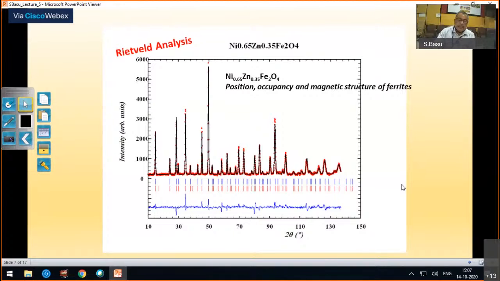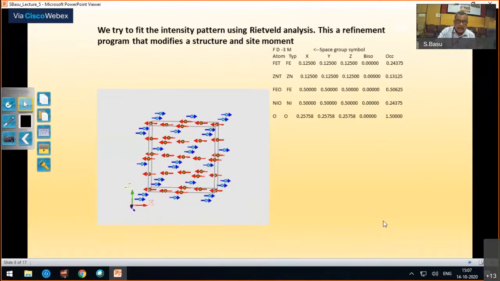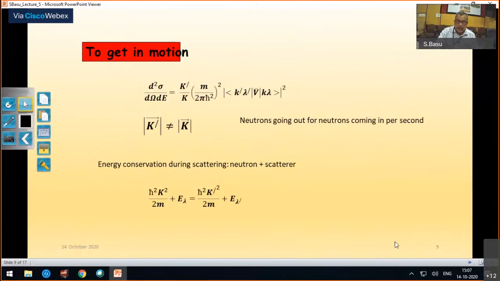In later modules, these things will be taken up in more detail. I just want to show you some data. This is the diffraction data, and I mentioned that using the magnetic form factor, you can also measure magnetic structures using neutrons, and this is the data which has been analyzed for the structure as well as for the magnetic moment. But now I would like to go one step ahead to get in motion. How do I bring in the dynamics of the system naturally into our formalism?